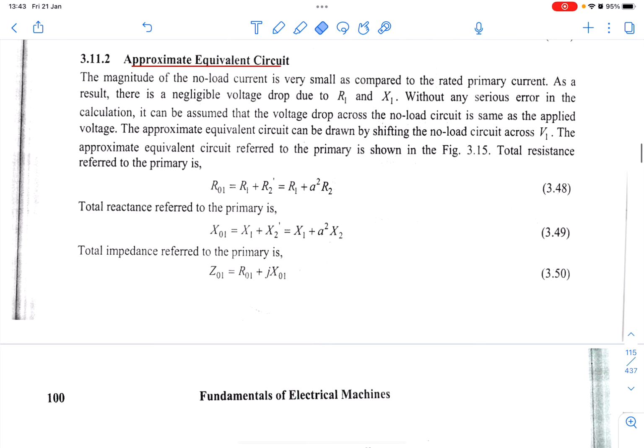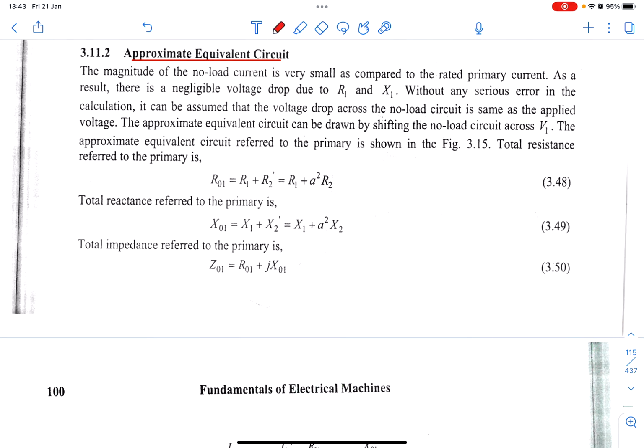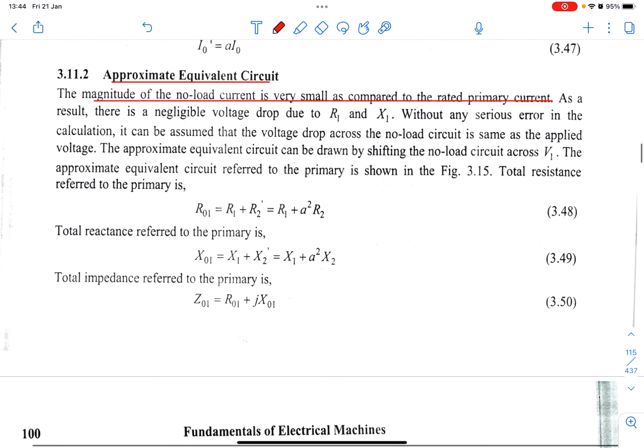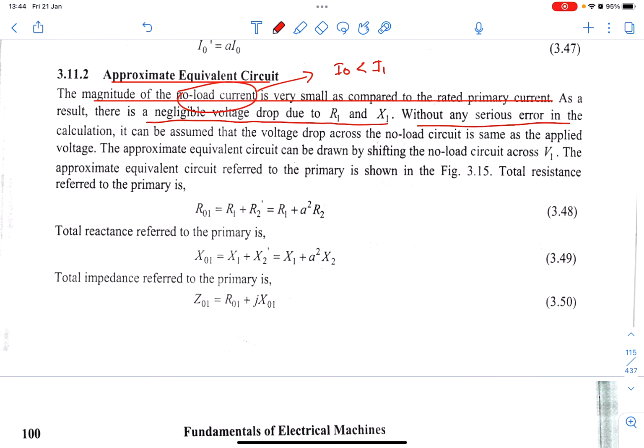Okay, so if you look at the approximate equivalent circuit, the magnitude of the no-load current is very small compared to the rated primary current. So here it tells us that the I0 here is very small compared to I1. As a result, there is a negligible voltage drop due to R1 and X1. Without any serious error in the calculation, it can be assumed that the voltage drop across the no-load circuit is the same as the applied voltage.